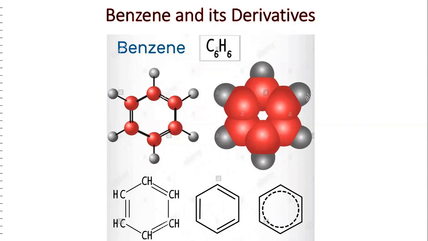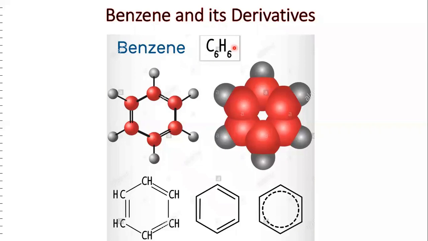We are going to start with the new chapter from Pharmaceutical Organic Chemistry 2. The chapter is benzene and its derivatives. All of us are familiar with the structure of benzene along with the molecular formula.